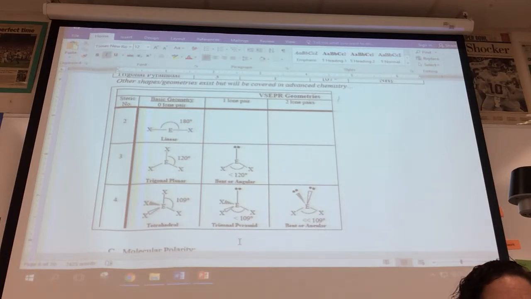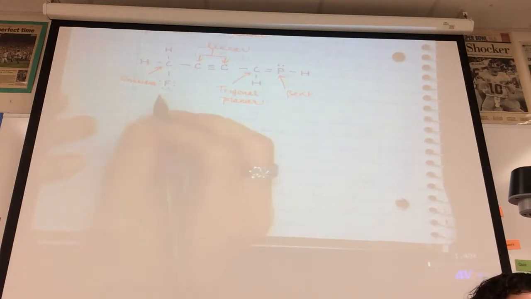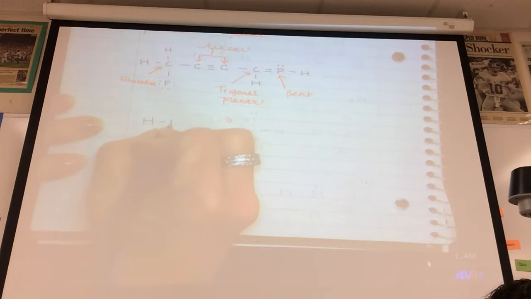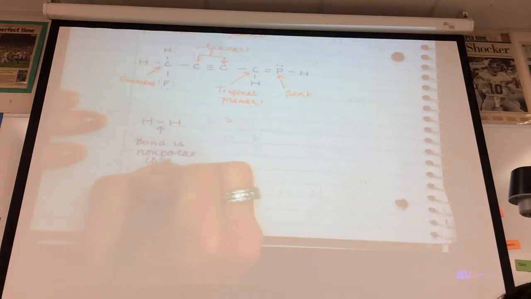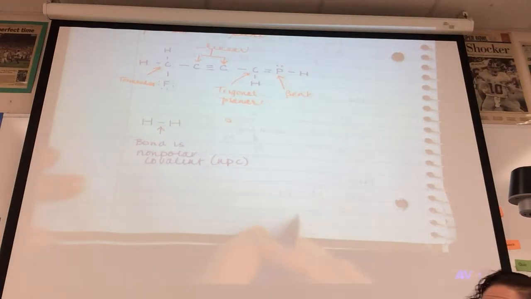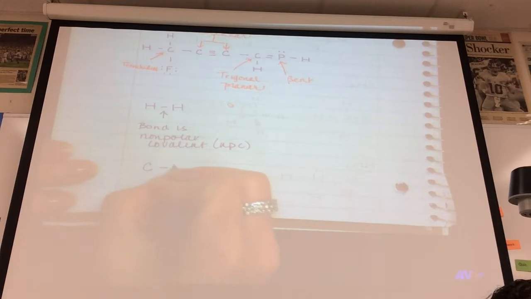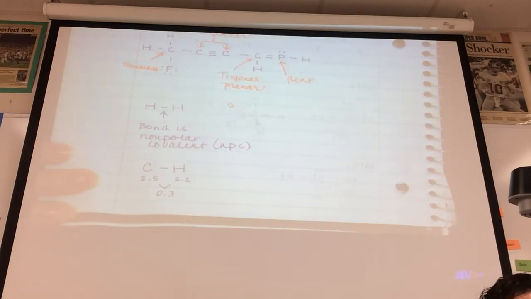The other piece of the puzzle that really helps determine properties of a compound is polarity. And we're going to back up a sec here to make sure you remember something we talked about at the beginning of the chapter. We said, for example, that if you have the same two atoms bonded to each other, this bond is nonpolar covalent, abbreviated NPC. If the electronegativities are very close to one another, for example, in a C to an H bond where the difference is 0.3, when that difference is less than 0.5, this bond is nonpolar covalent as well.